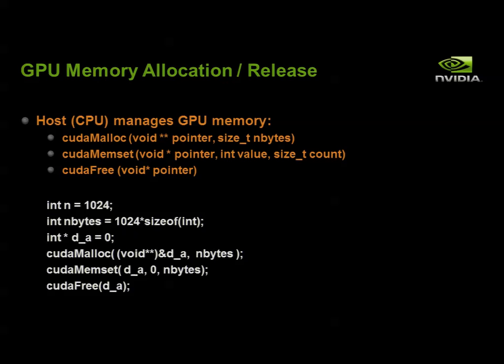Free is the same. There, you just need to provide the pointer, and it frees the block on the GPU. And for memset, this operation again is executing on the CPU. You're giving it a pointer that points to data on the GPU, and you're setting n bytes, in this case, to the value 0. So here you can think of it as launching a kernel on the GPU that sets all the elements that are pointed to by dA to 0.